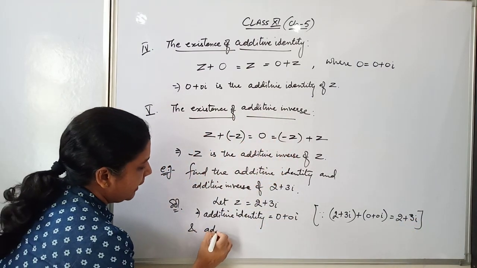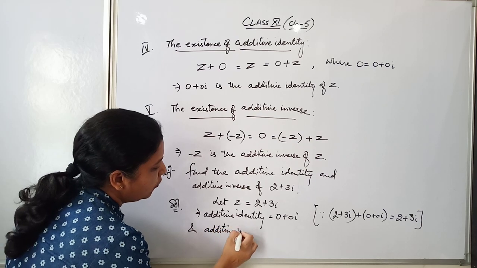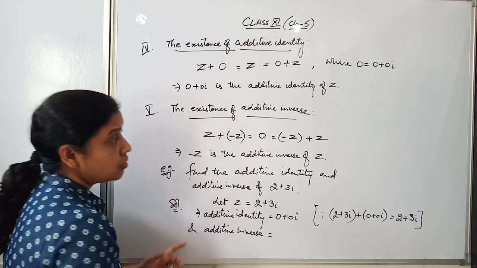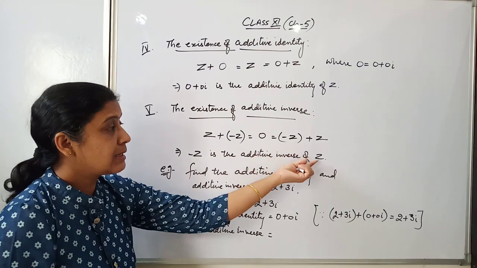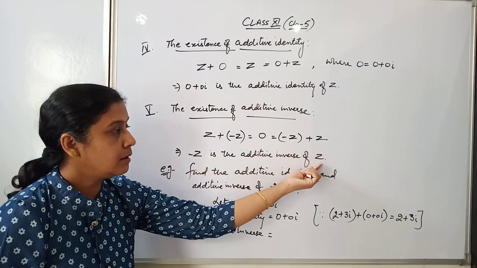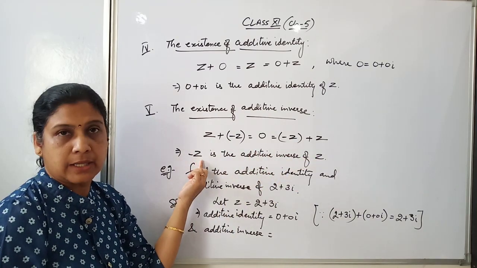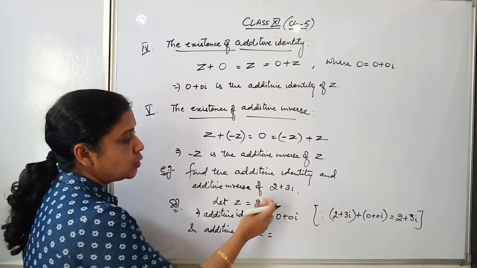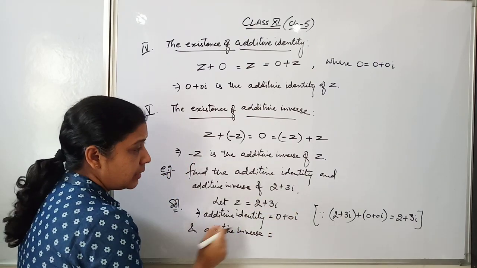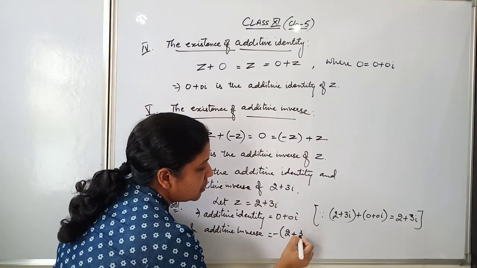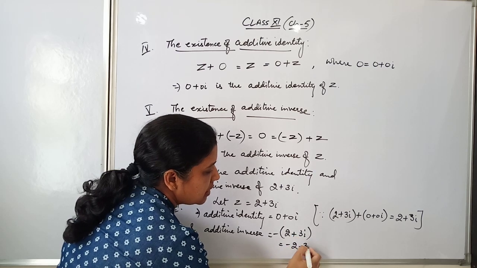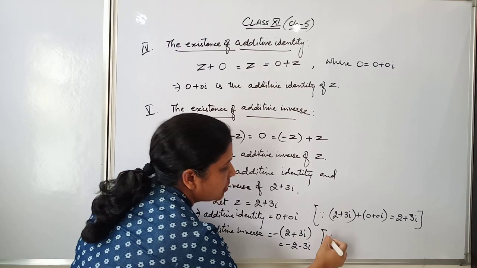And additive inverse. Now you know that the additive inverse is nothing else but the negative of the complex number. If Z is a complex number, then minus Z is its additive inverse. Similarly, 2 plus 3 iota is the number. So the additive inverse will be minus of 2 plus 3 iota. That is, I can say minus 2 minus 3 iota.